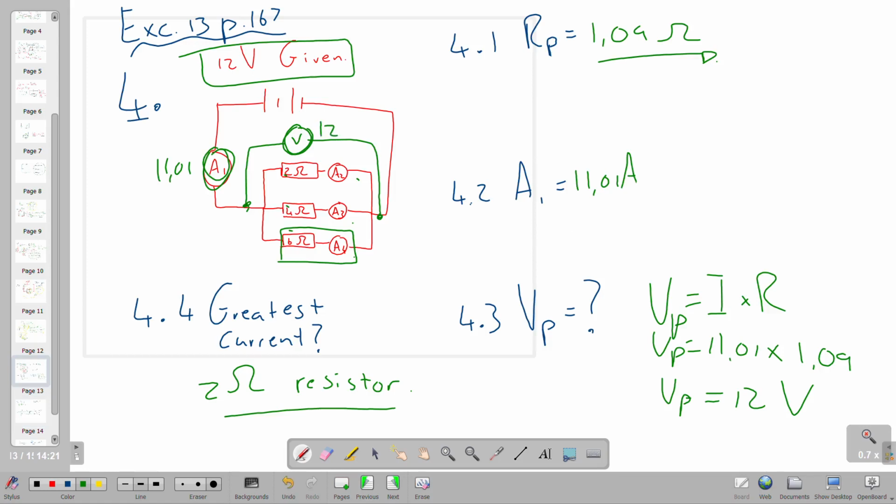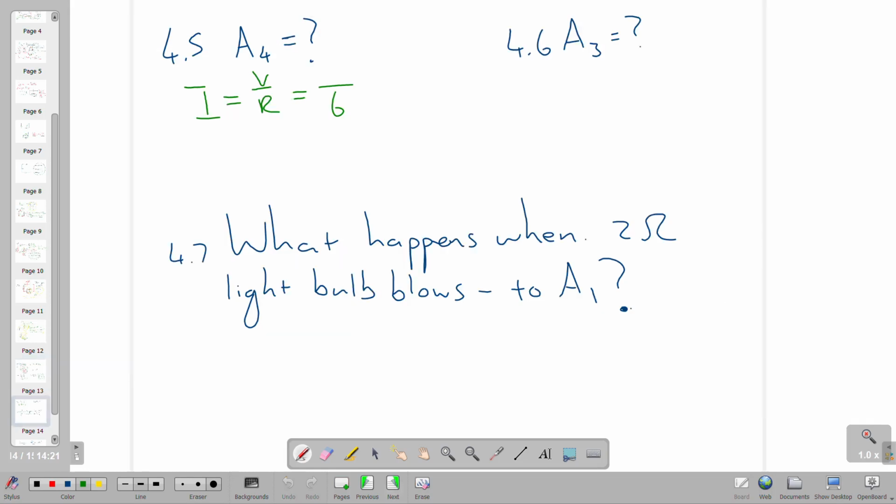And I told you previously, if that potential difference is 12, this one will have a potential difference of 12. Here we'll also have a potential difference of 12, and this one will also have a potential difference of 12. In parallel, all of them will be the same. So I can substitute that as 12, which gives me 2 amps.